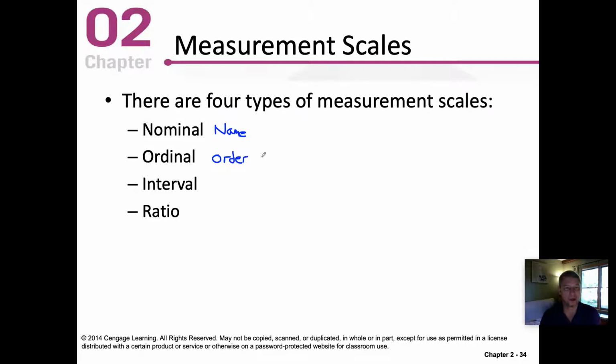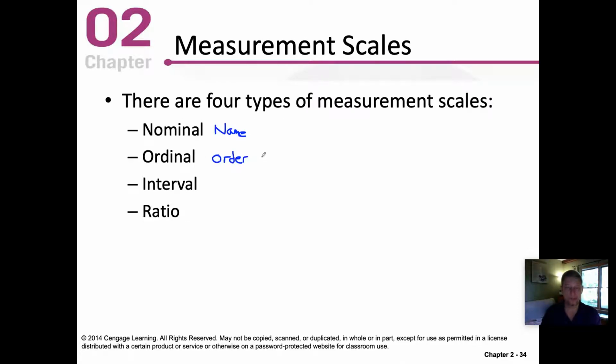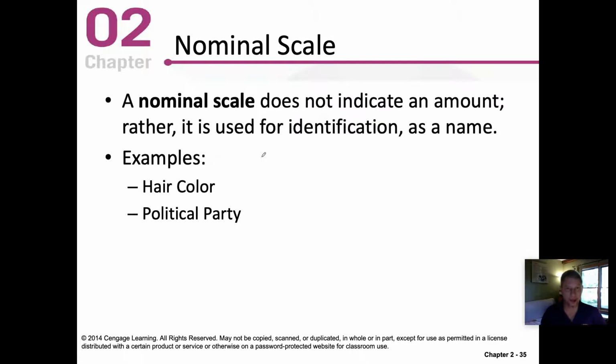Interval scales mean that one number is different than the other by the same amount. So 1, 2, 3, 4. 3 is 3 intervals bigger than 1 interval. A ratio scale is when you actually have a 0 point, where you start your scale at 0. Okay, so let's move on and talk about each of these a little bit further.